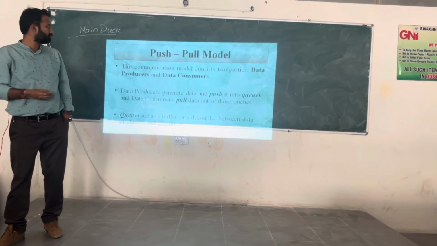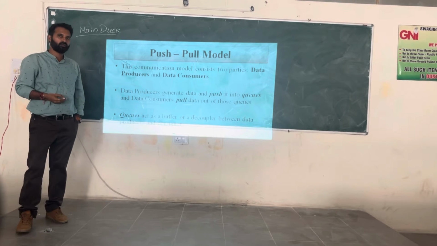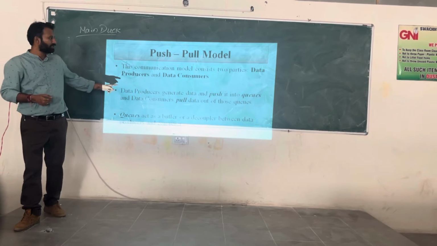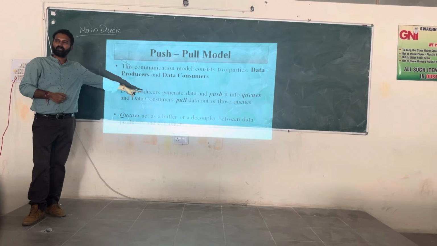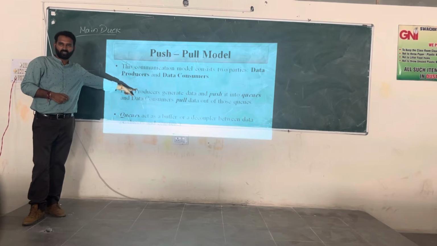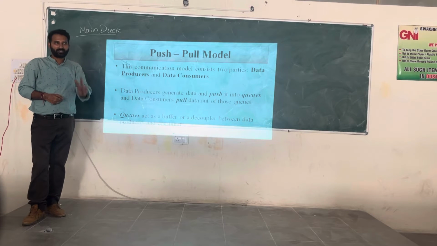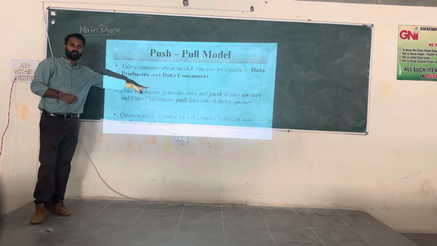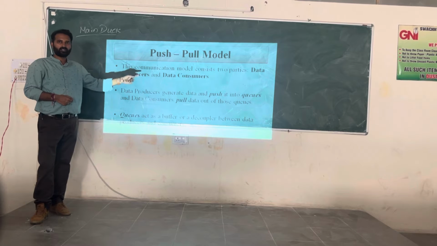Now what is the third one? Push-pull model. This model has two entities: one is producers, the second one is data consumers. It has only two parties, two users, producers and data consumers. Go to the diagram.